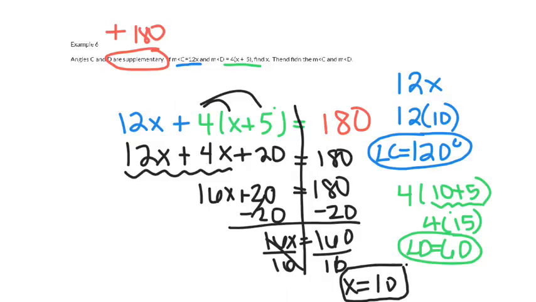But I'm also allowed to say, okay, I know that these are supplementary. So if I just take 180 minus 120, I would have gotten 60 for angle D quicker. So I have to plug x into one, but once I have one, I can subtract from 180 and get the other much faster.